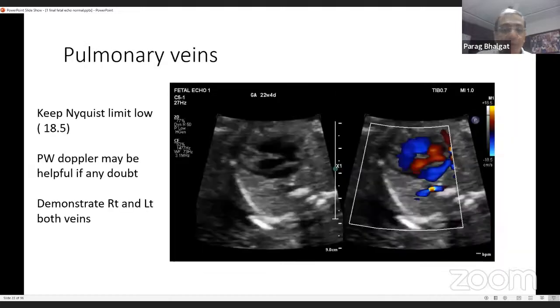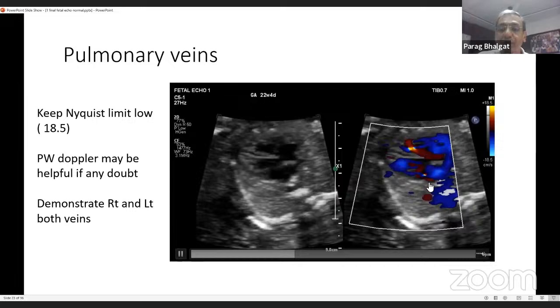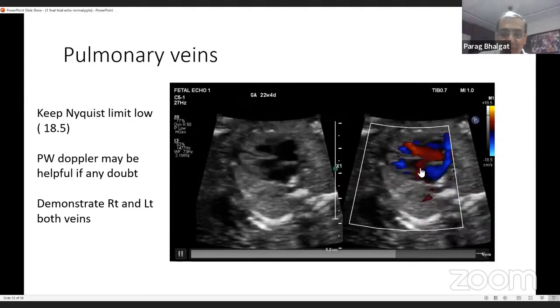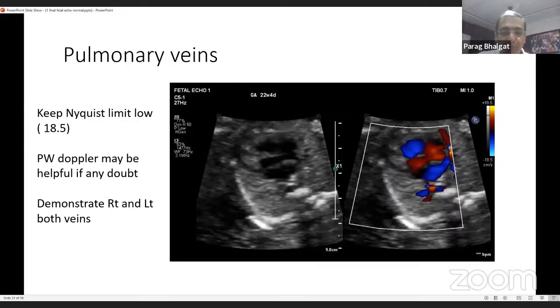Now demonstration of pulmonary venous return, pulmonary veins. This is blue flow and red flow. They are draining into the left atrium. We have to keep the Nyquist limit low. We can put a pulse wave Doppler and demonstrate pulmonary venous flow.